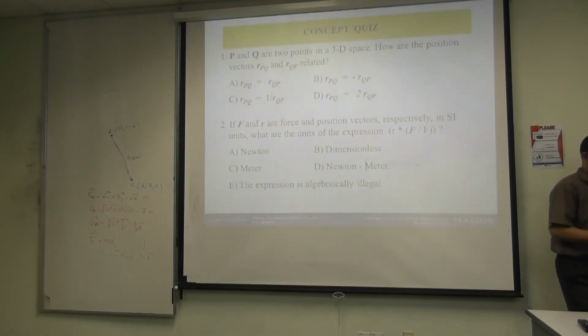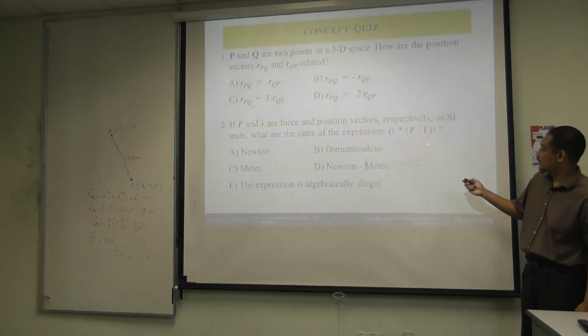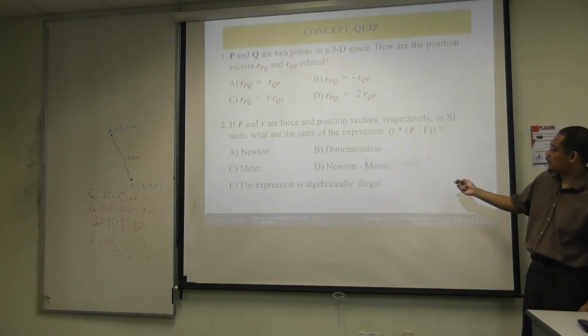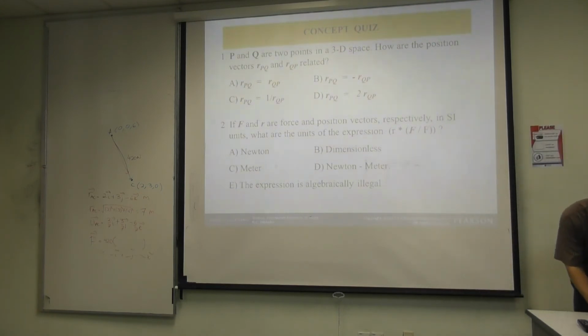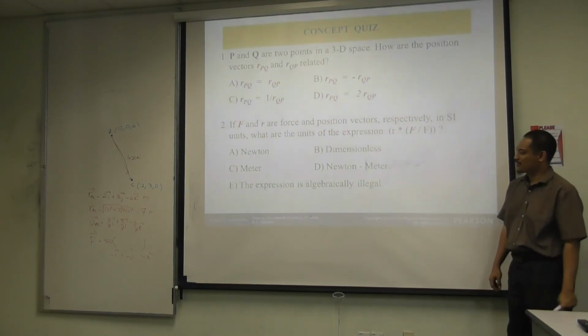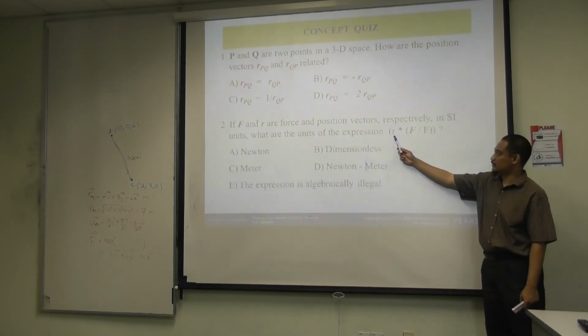Okay, if F and R are force and position vector, meaning that if this is force, this is position vector, what will be the unit of this one? This is just to see whether you can deal with units. What is the unit of this one?